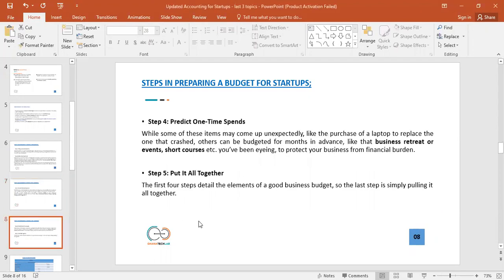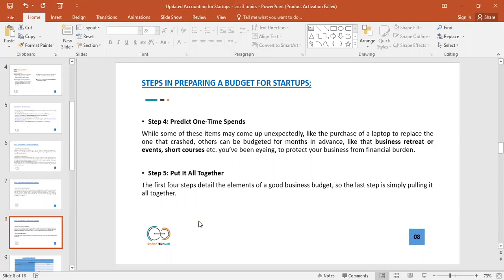Please do also know that aside from your variable cost and your fixed cost, there are costs that can be spent on a one-time basis. There are certain costs that can come up just for a period of time because of something that you're going to do. So we can term these costs as one-time spend or one-time cost.